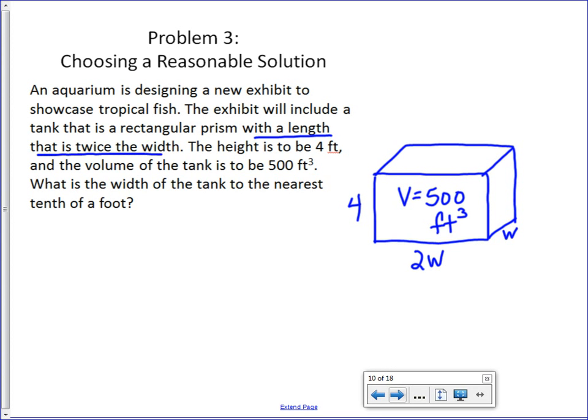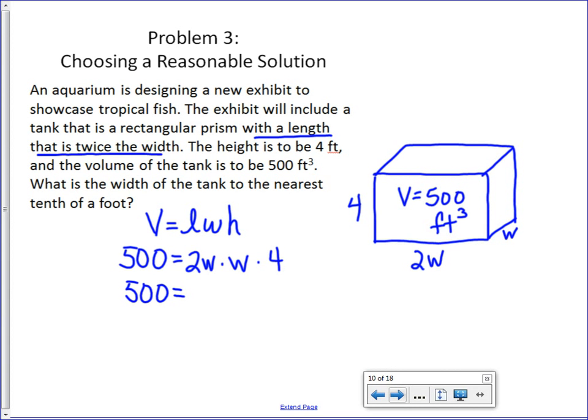All right, so let's set our equation up. First of all, we want to recall that the volume of a rectangular prism is equal to the length times the width times the height. So replacing volume with 500 that's given to us in the problem, our length is 2W, our width is W, and our height is 4. Simplifying the right-hand side of this equation, 2W times W times 4. 2 times 4 is 8. W times W is W squared.